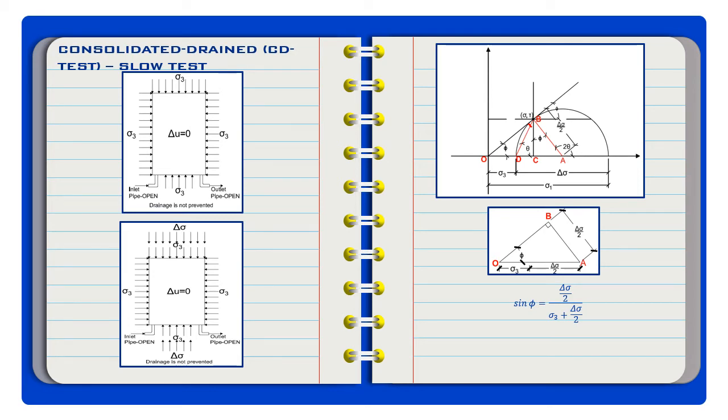Then, we will get the inverse sine of the quotient of this one. So, that will be phi is equal to sine of negative 1 or inverse sine of delta sigma over 2 divided by sigma 3 plus delta sigma over 2. Ito ngayon yung pwede natin gamitin equation to get the value of the angle of internal friction.